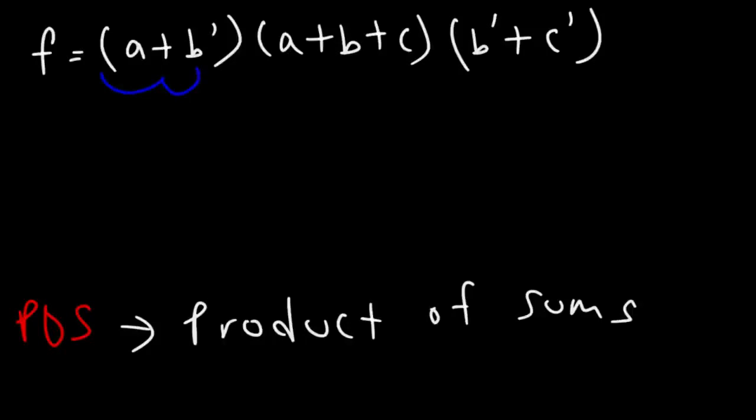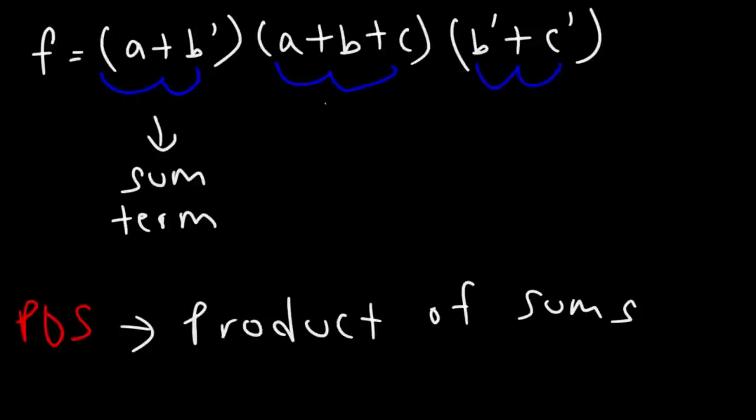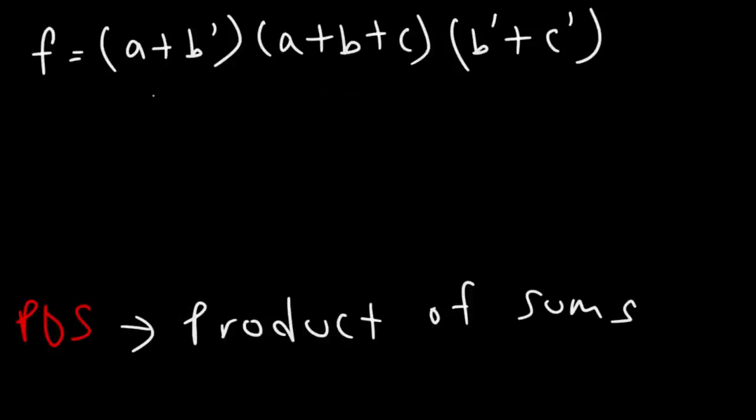This right here is a single sum term. The reason why it's a sum term is because you're adding a and b prime. So notice that we have a total of 3 sum terms, and we're multiplying each of those 3 sum terms together. So thus it is a product of sums expression. Now how many literals do we have in this problem? So we have 1, 2, 3, 4, 5, 6, 7. So there's a total of 7 literals in that expression.